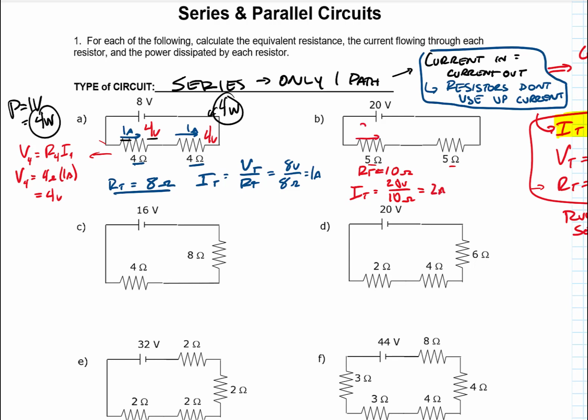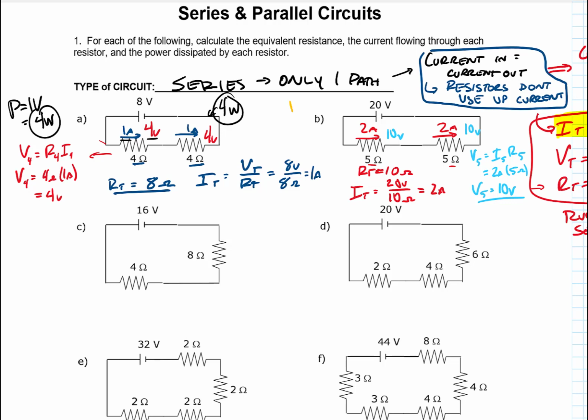That means there's 2 amps going through this one and 2 amps going through this one because, again, total current is the same all the way through. And so if I want an individual voltage, the voltage on one of those 5 ohm resistors is the current through the 5 ohm resistor times the resistance of the 5 ohm resistor. So that's 2 amps times 5 ohms. The voltage on that 5 ohm resistor is 10 volts. So we have 10 volts dropped here and 10 volts dropped here.